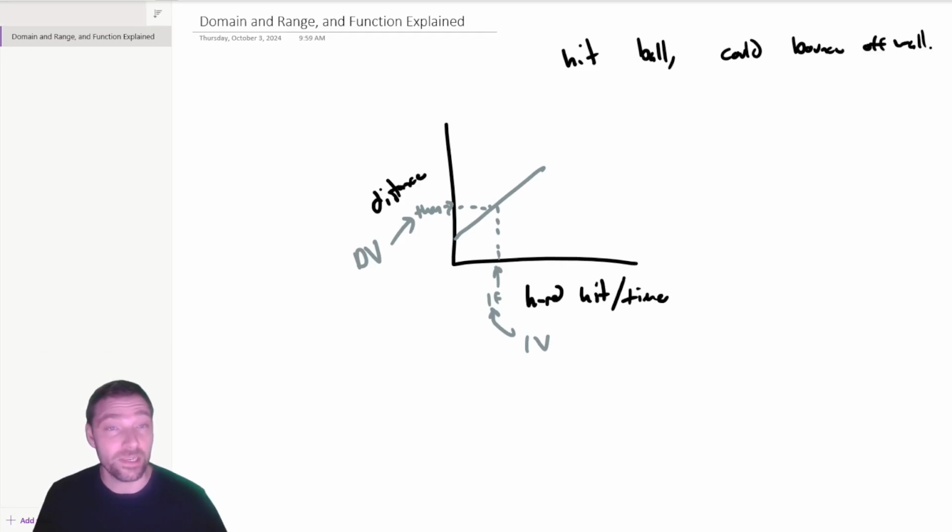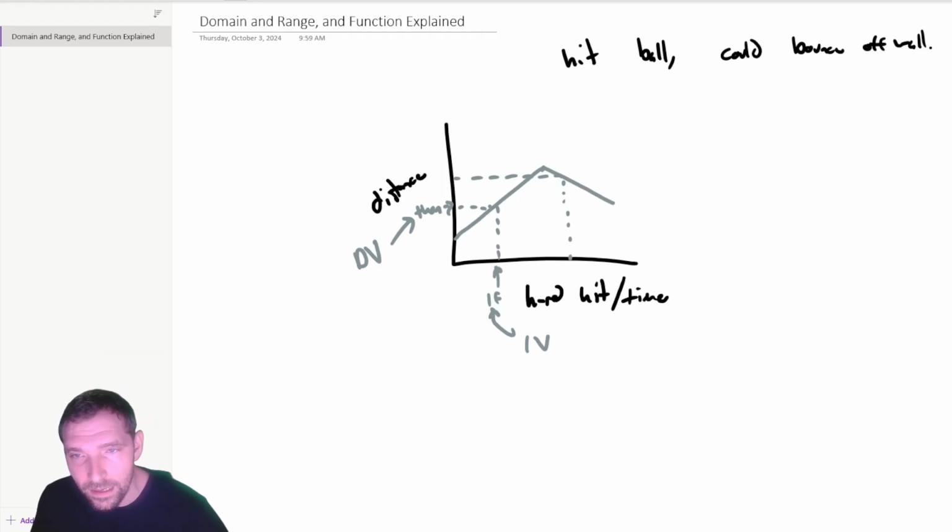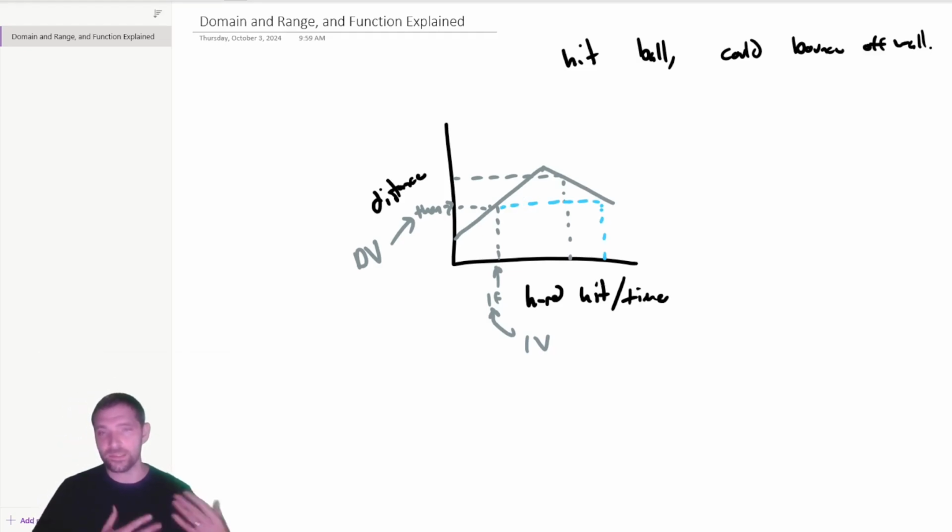So remember, this is also hitting a wall. And so maybe you've got a different amount of how hard you've hit it, and it's going a different distance. Or possibly you've now hit this a different amount and it's going the same distance. So this is why you can have multiple inputs give the same output, because that output is dependent on the input and not the other way around.